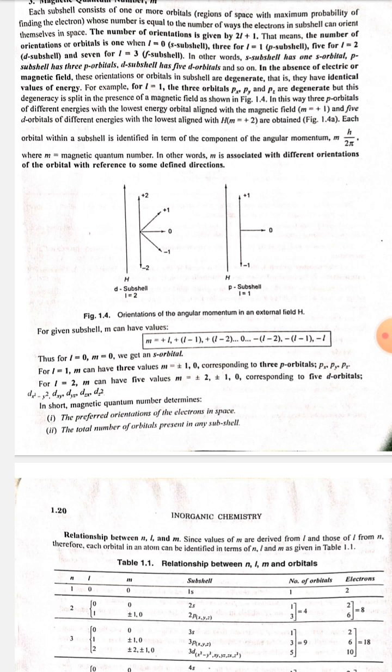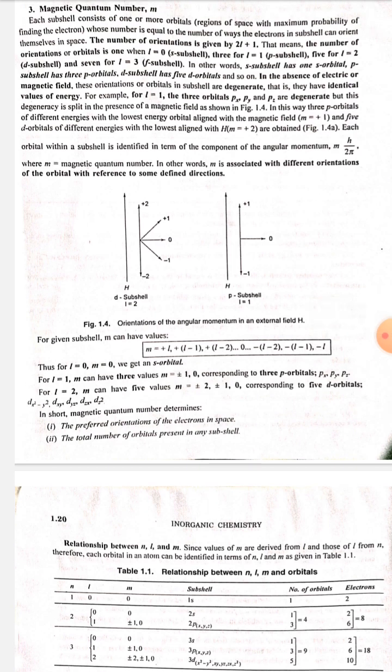In this way, 3p orbitals of different energies are obtained, with the lowest energy orbital aligned with the magnetic field, m is equal to plus 1, and 5d orbitals of different energy, with the lowest aligned with the field, m is equal to plus 2, are obtained. Figure 1.4a. Each orbital within a subshell is identified in terms of the component of the angular momentum, m h upon 2 pi, where m is equal to the magnetic quantum number. In other words, m is associated with different orientations of the orbital with reference to some defined direction.